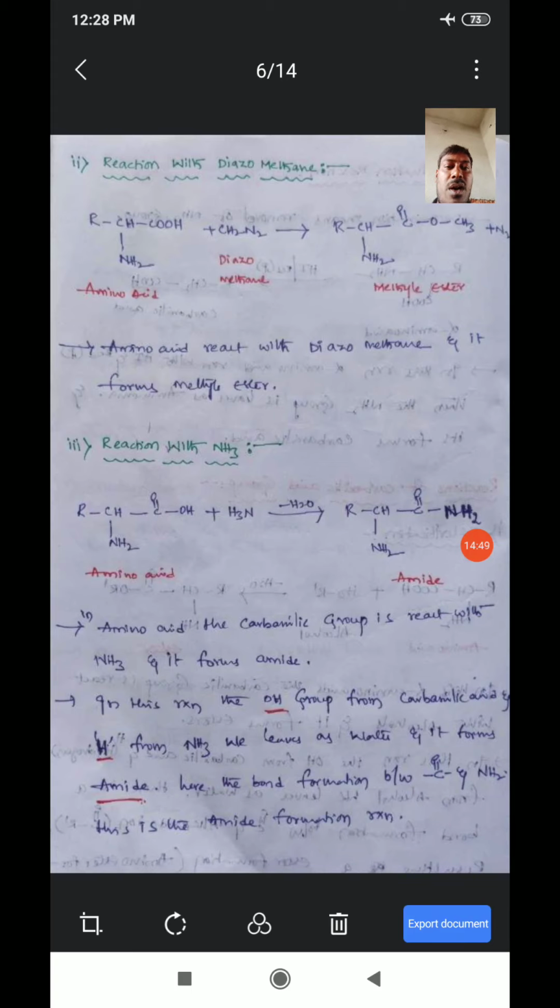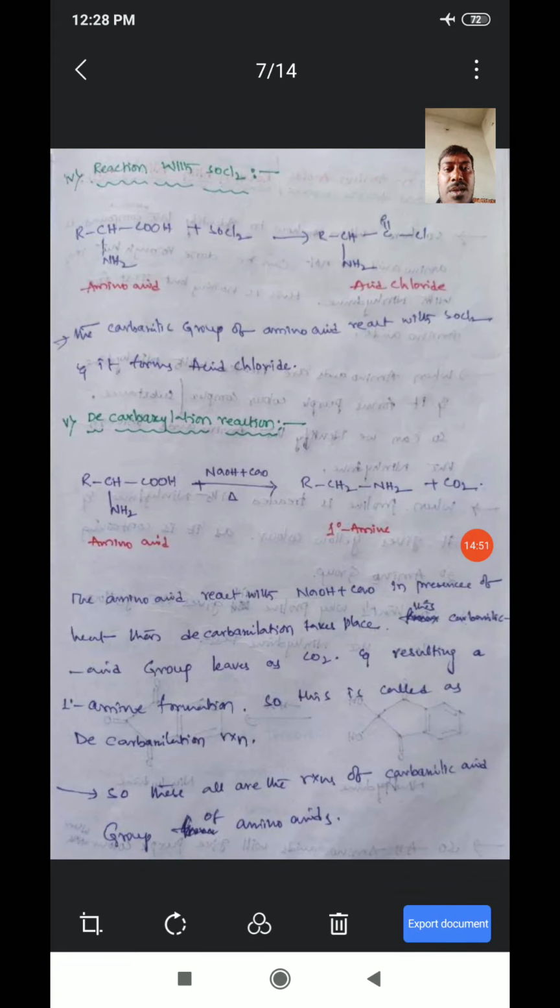Amide is formed. So the next reaction is with SOCl2. In this reaction the carboxylic group of the amino acid reacts with SOCl2 and it forms acid chlorides.